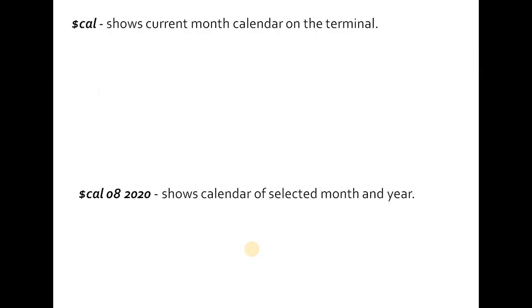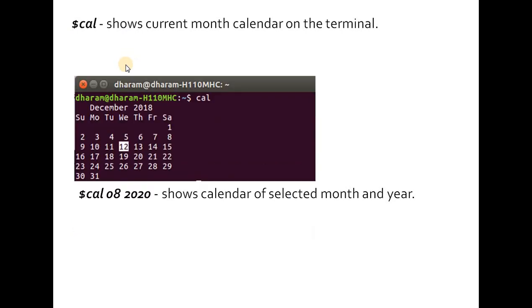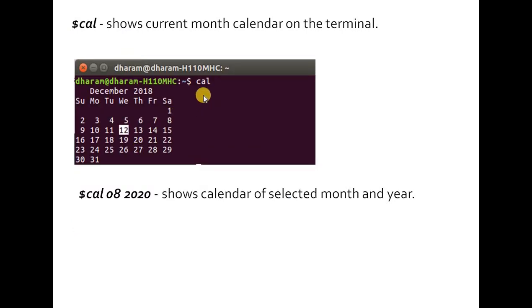So we shall see some examples. First example, if we give the cal command directly without any options, you can see over here, if we give the cal command without any arguments or options, it will display the current month calendar. You can see over here, cal displayed the December 2018 calendar.